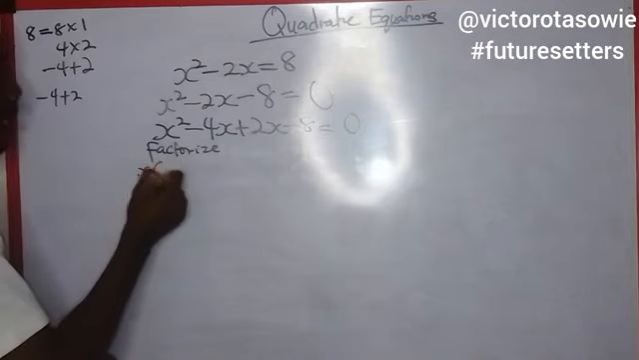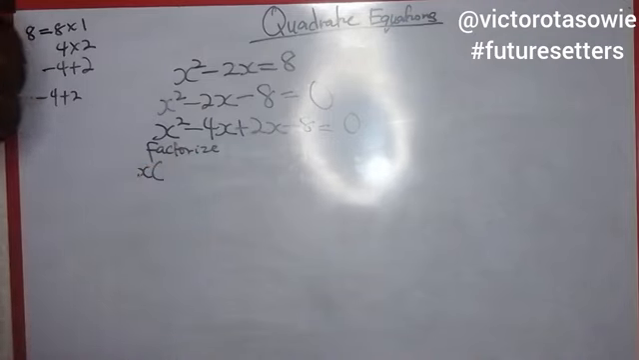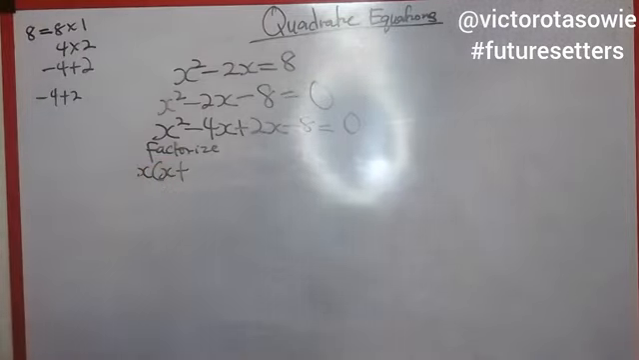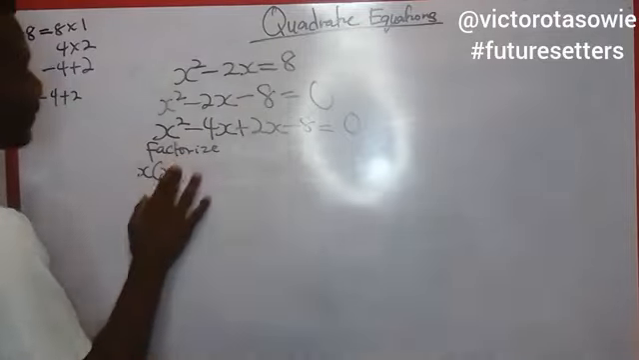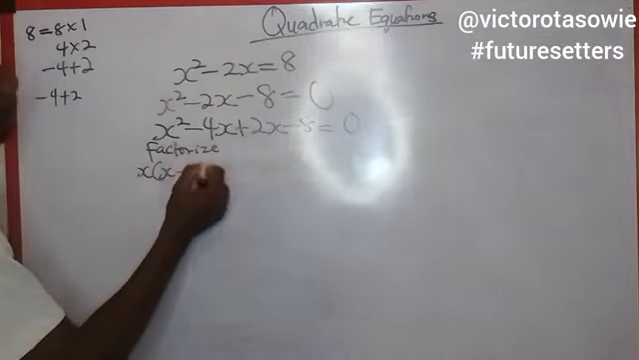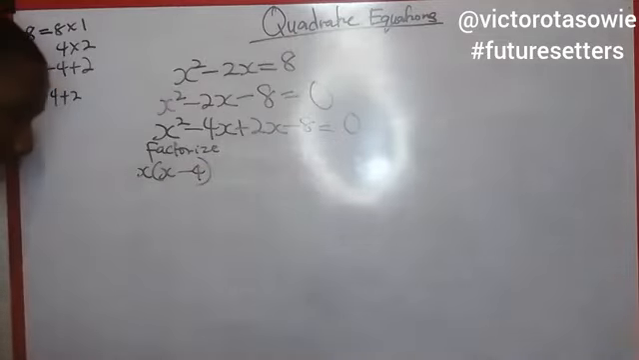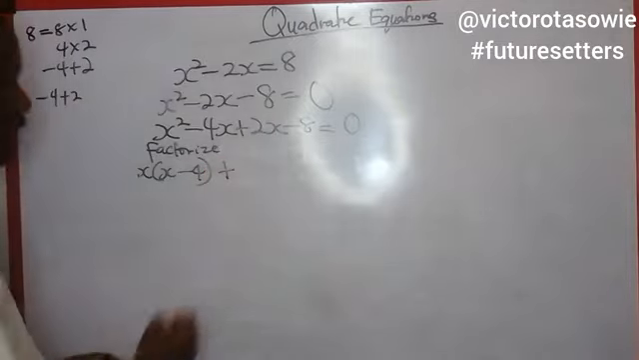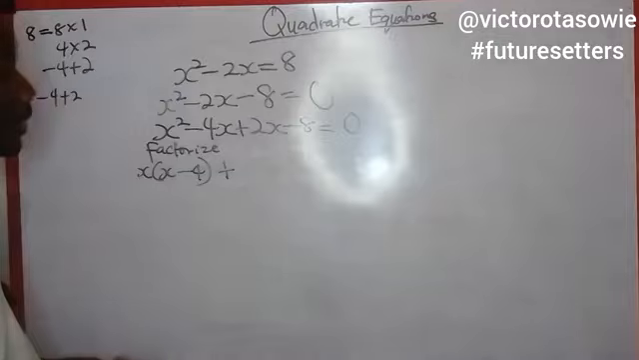So x is common here. Now if you remove x from x squared, you have x. Then the next part, if you remove x from minus 4x, it gives you minus 4. Then the next part, you are going to factorize again to check.